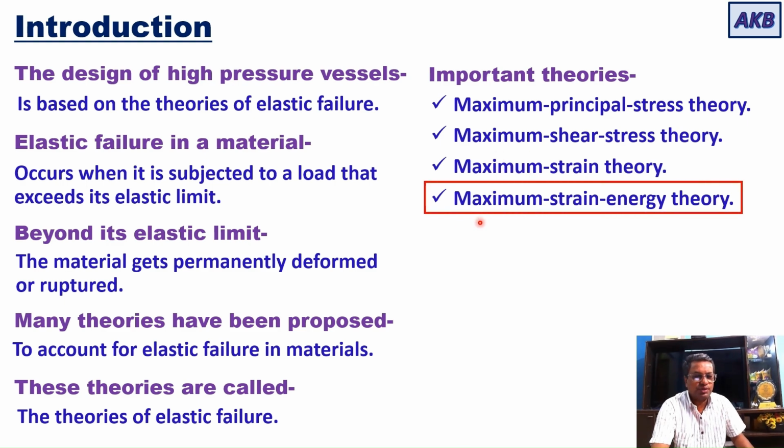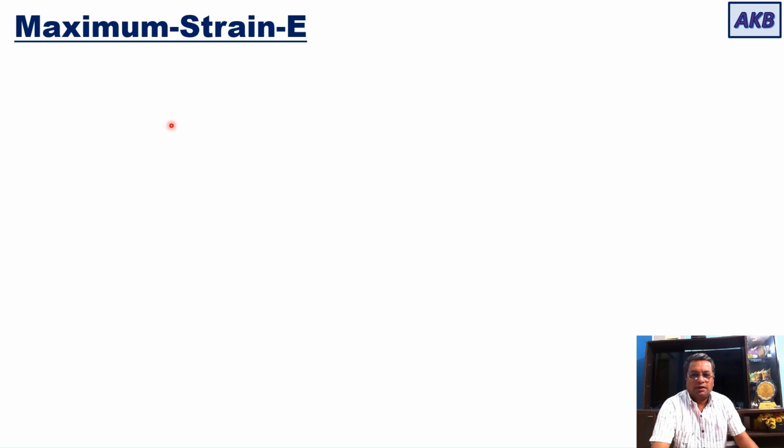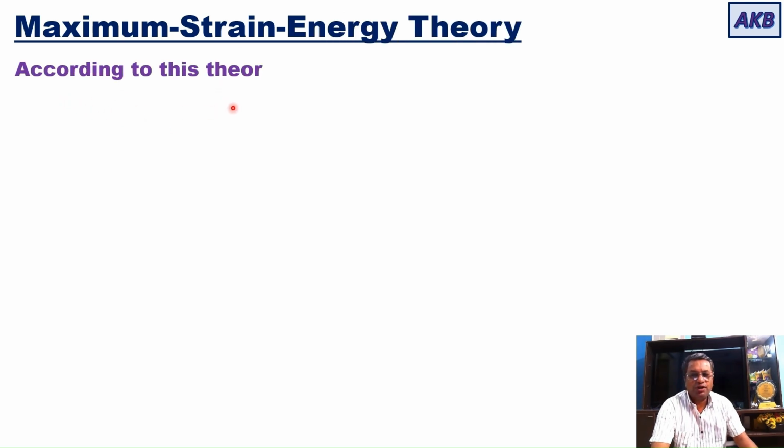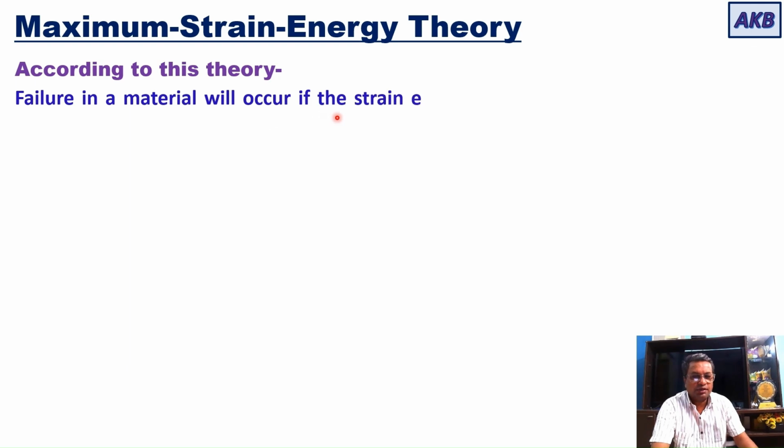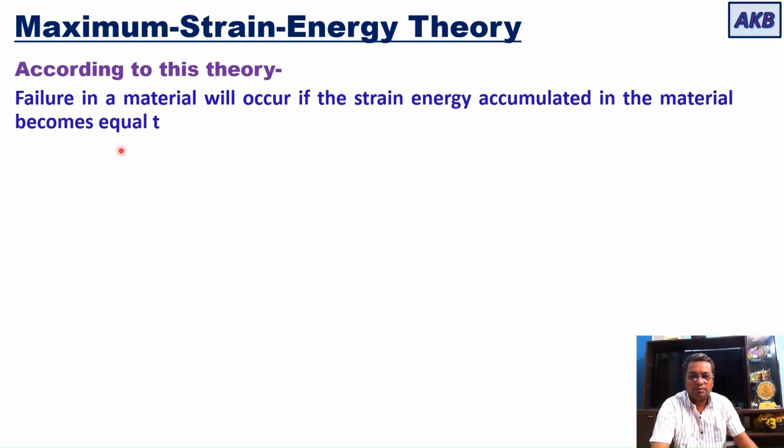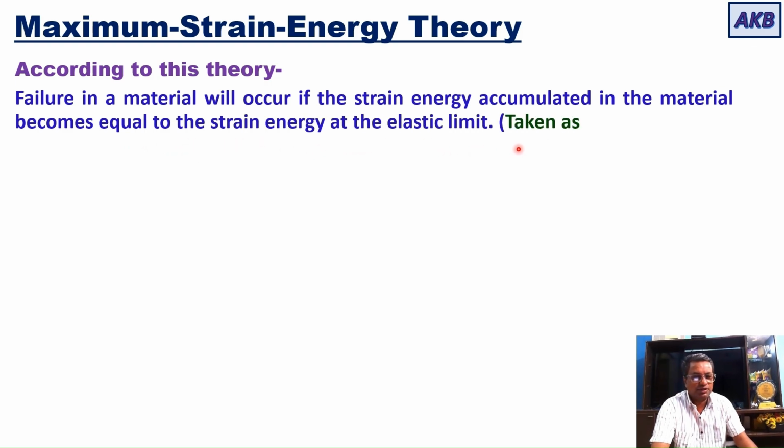Let us today talk about the maximum strain energy theory. What is this theory? Let us understand. According to the maximum strain energy theory, failure in a material will occur if the strain energy accumulated in the material becomes equal to the strain energy at the elastic limit. And this elastic limit is taken as the yield point of the material.